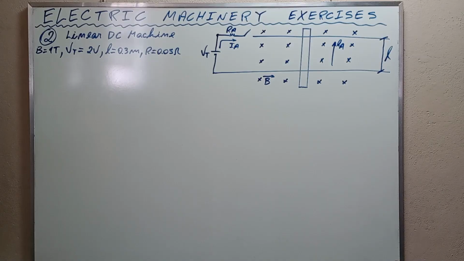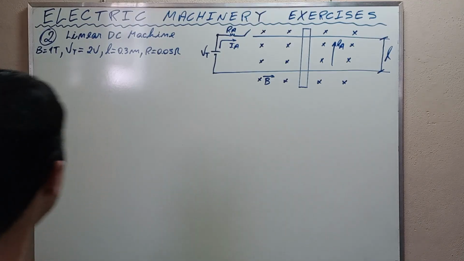And finally, letter C. Now suppose that a mechanical pulling force of 2 newtons directed to the right is applied to the moving bar. In steady state, determine the speed, the power taken from the mechanical source, the power delivered to the battery, the power lost to the heat in the resistance Ra, and the efficiency. Okay, my friends, this is the exercise. Let's go to the solution.